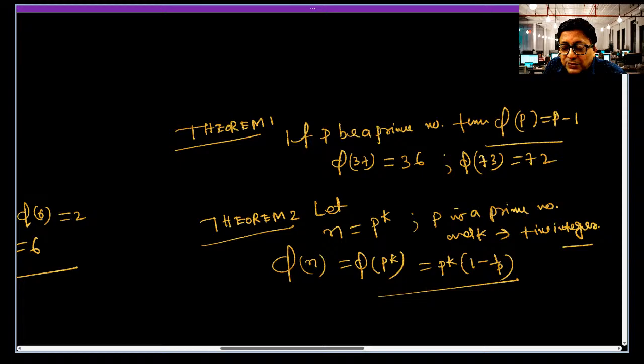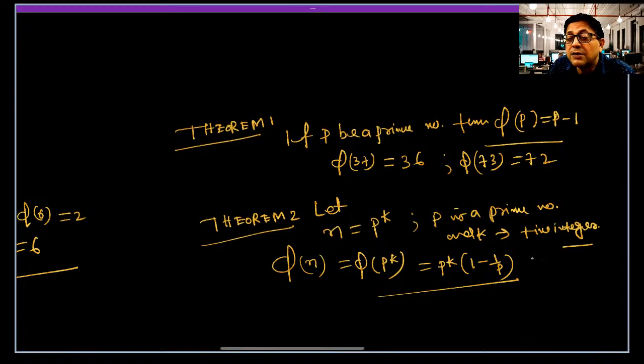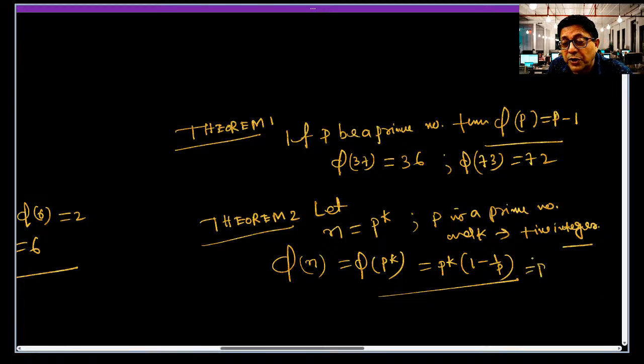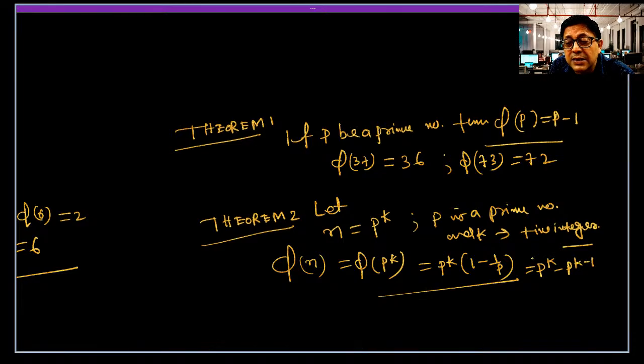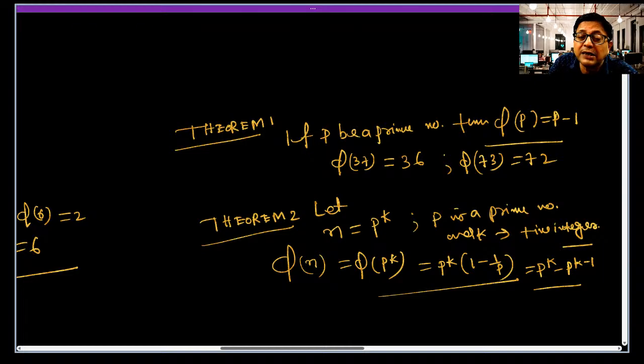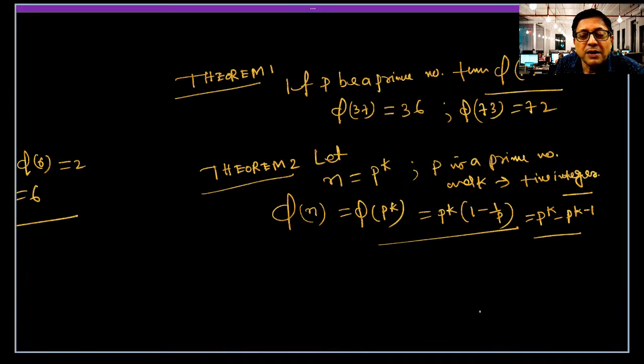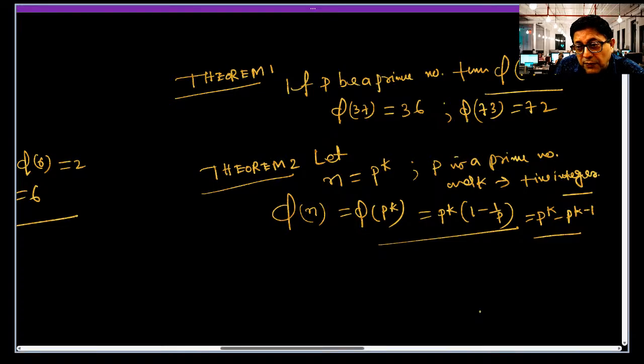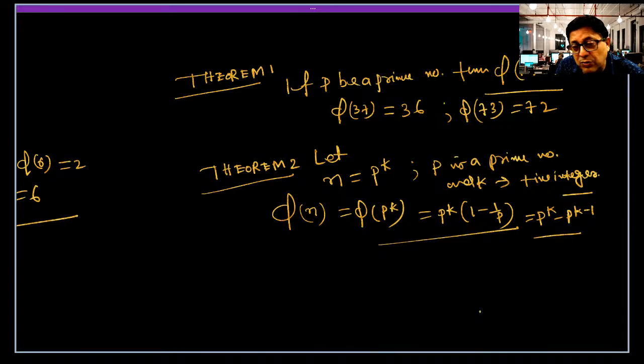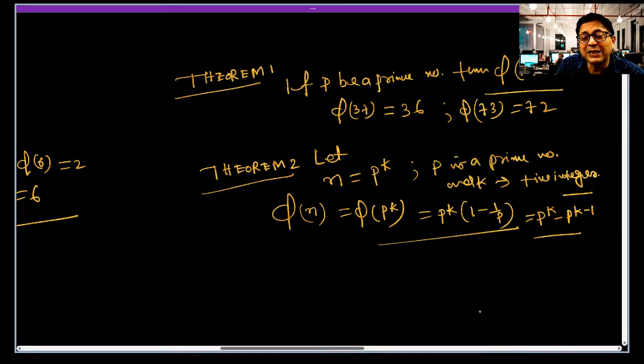How to write this? If you simplify, it is going to be p^k minus p^(k-1). The number of numbers less than p^k and prime to it will be p^k minus p^(k-1), if n is equal to p^k.